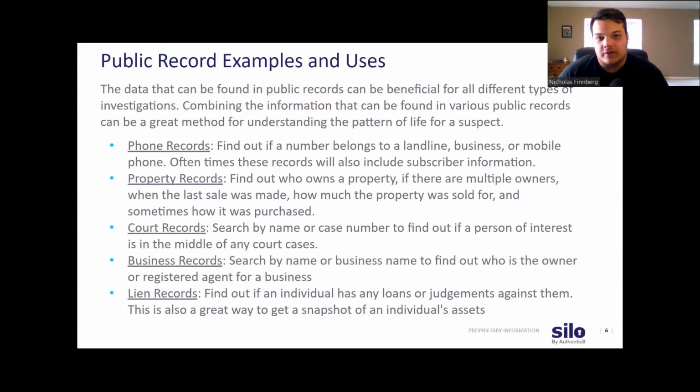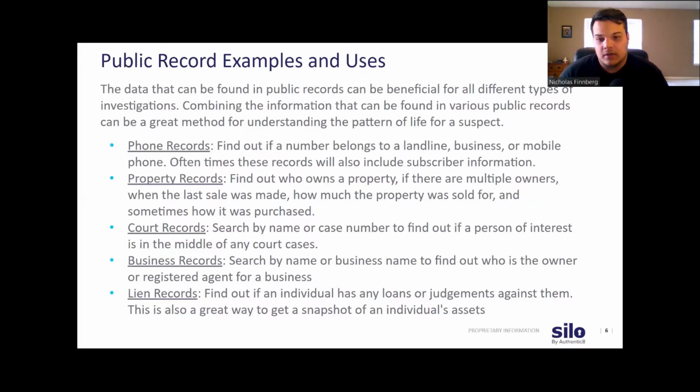Property records are good for finding out who owns a particular property. I use this a lot, particularly in money laundering investigations when trying to identify assets. So you can find out things like who owns a property, if there are multiple owners, the last sale that was made, how much the property was sold for, and sometimes how they purchased the property, whether it be through a credit line, a loan, or some kind of cash payment.